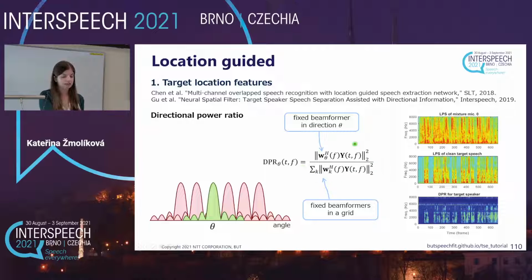So this ratio will be in the end a value from 0 to 1, which should be closer to 1 for the time frequency bins where the signal from the target direction is dominant. In that case, the output of this green fixed beamformer will be the highest, so this ratio will be closer to 1. So in the end, what we get from this is something similar to a time frequency mask. Here you can see an example of what this feature would look like, and you can also compare this to the power spectrum of the clean target speech. So you can see that it is high in the areas where the target speaker is dominant.